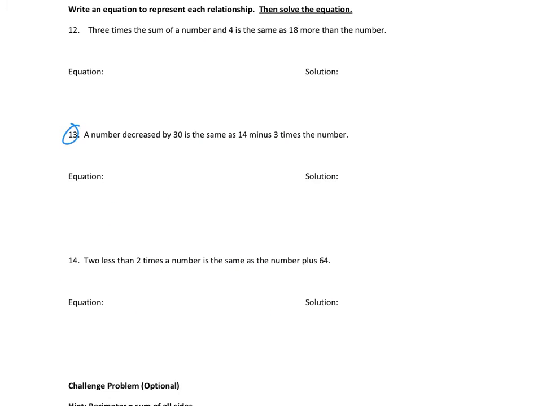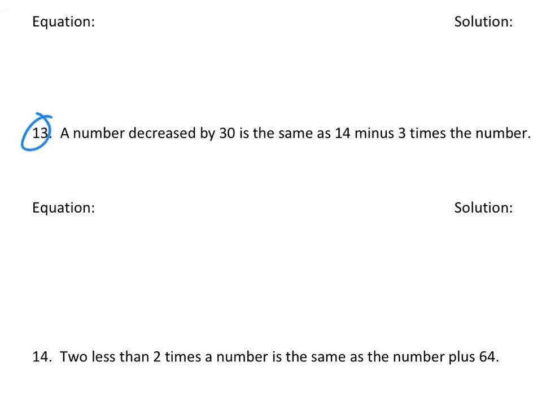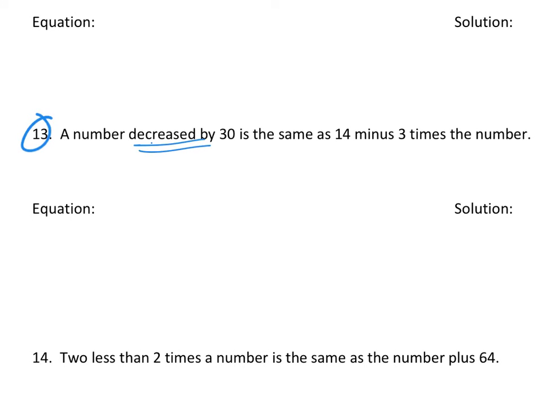So 13 on the back side, we need to write an equation and answer it with a solution. We have a number decreased by 30, so there's an important word, is the same as 14 minus 3 times the number. All right, let's go one at a time. But first, I like to decide where the equal sign goes. And the equal sign in this case is where it says is the same as. So here's where my equal sign is going to split apart my sentence.